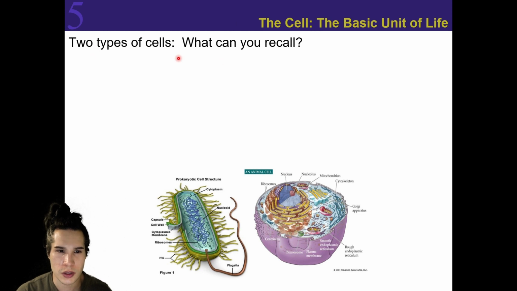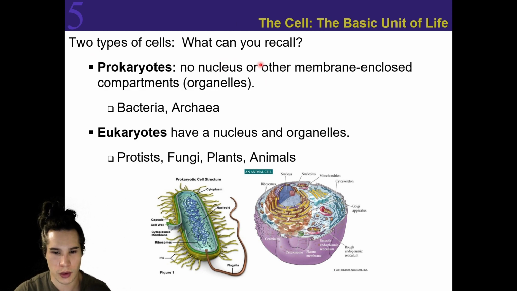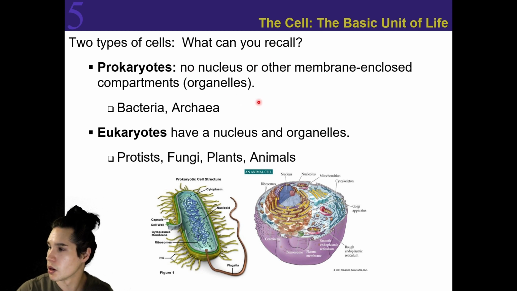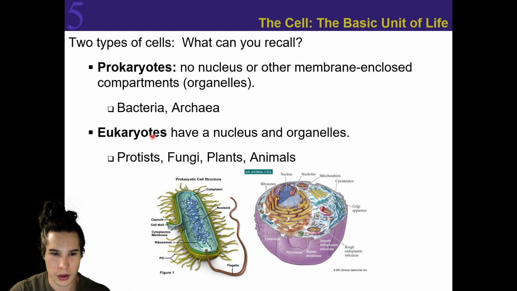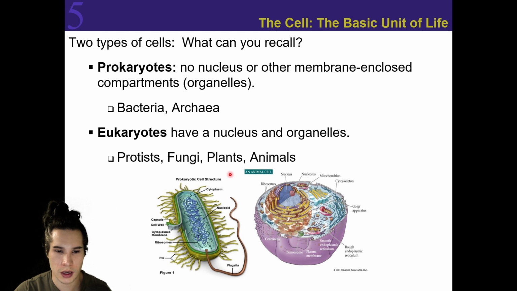So we have two different types of cells, and if you remember, your prokaryotes are not going to have nuclei or other membrane-enclosed compartments, or what we would call organelles, and that's going to include our bacteria as well as our archaea. Now our eukaryotes are going to have nuclei as well as organelles, and that's going to include your protists, which are typically single-celled eukaryotes. We have fungi, we have plants, and we have animals. Some fungi, like yeast, for example, are a type of unicellular eukaryotic cell.